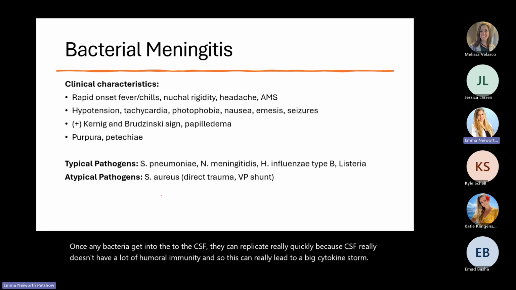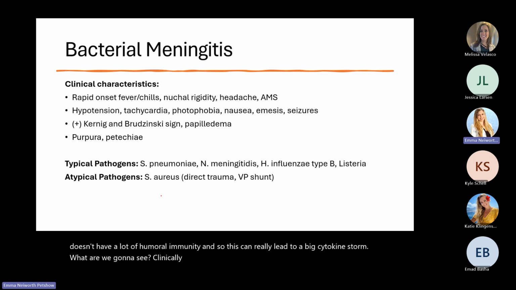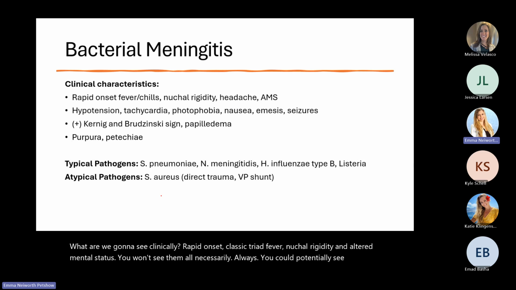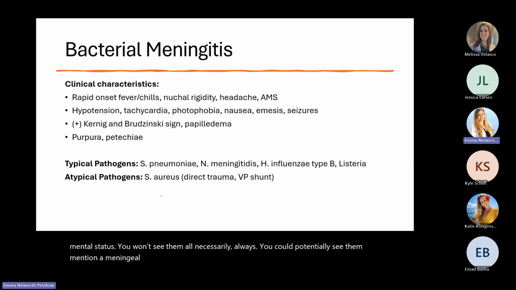What are we going to see clinically? Rapid onset, classic triad: fever, nuchal rigidity, and altered mental status. You won't necessarily see them all. You could potentially see a meningeal irritation sign like Kernig or Brudzinski.